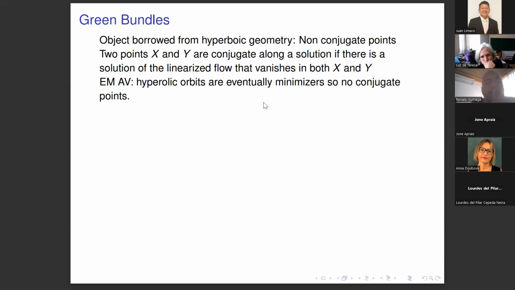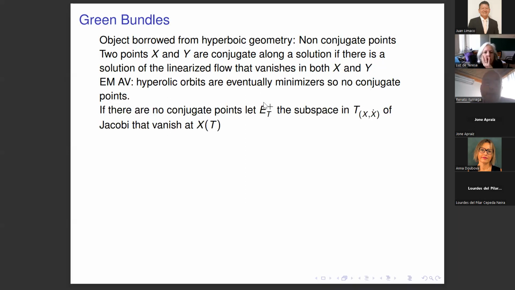And also, Maderna and Venturelli proved that hyperbolic orbits are eventually minimizers. So that means that they will not have conjugate points if eventually they will not have conjugate points. And this allows us to define two sets or a subspace at the point, in a subspace in the tangent at the point x and x dot.